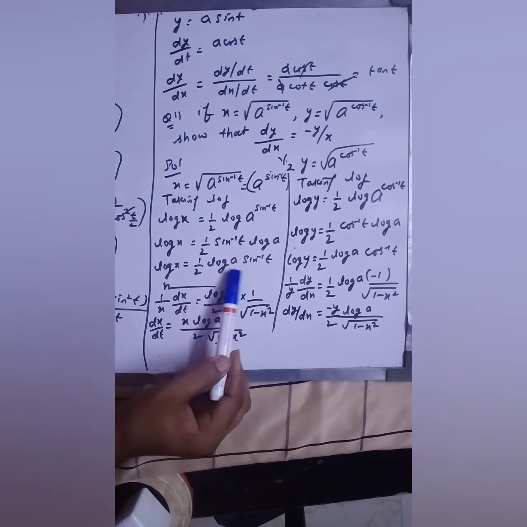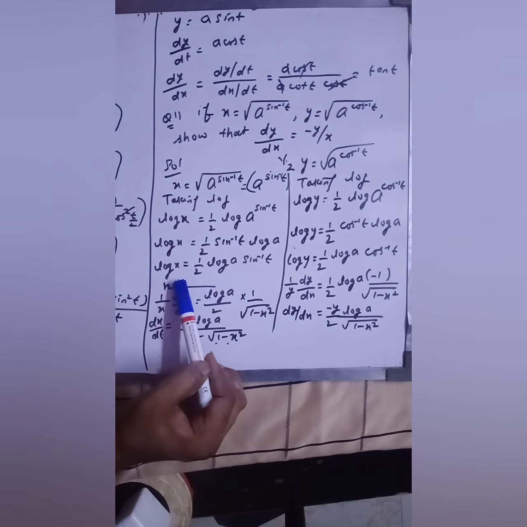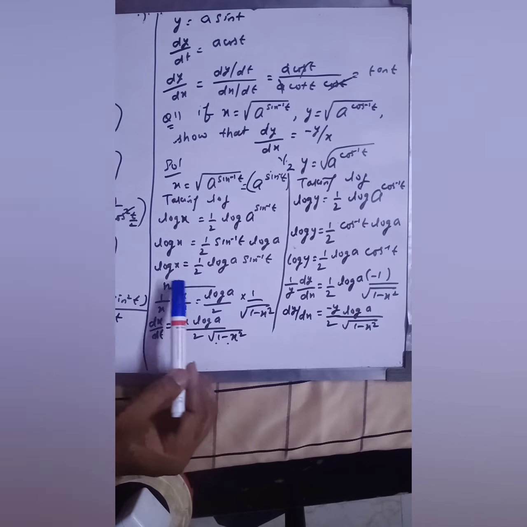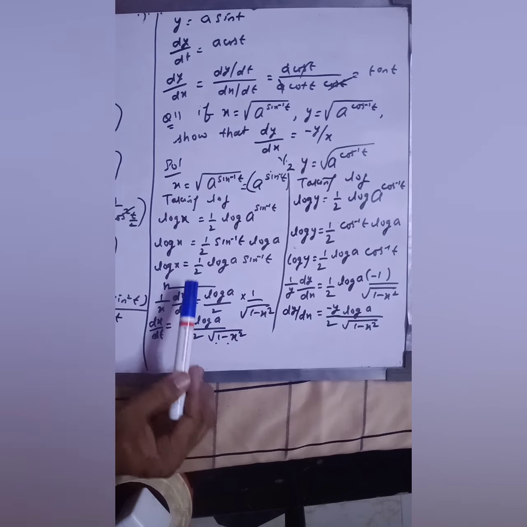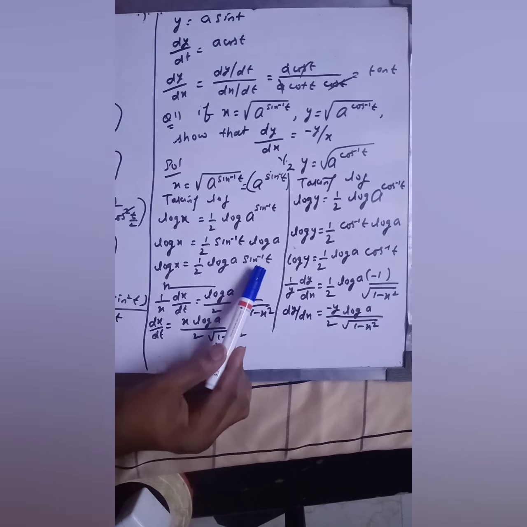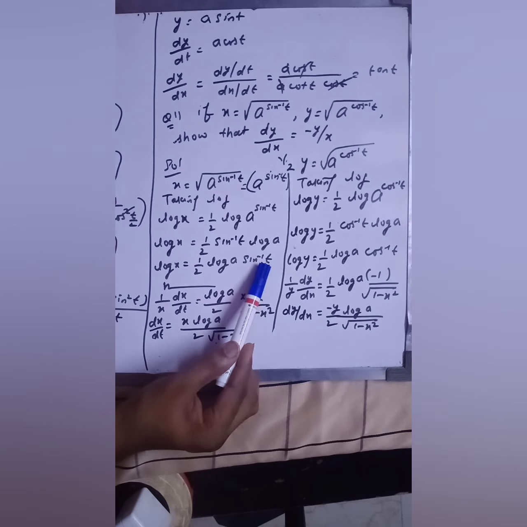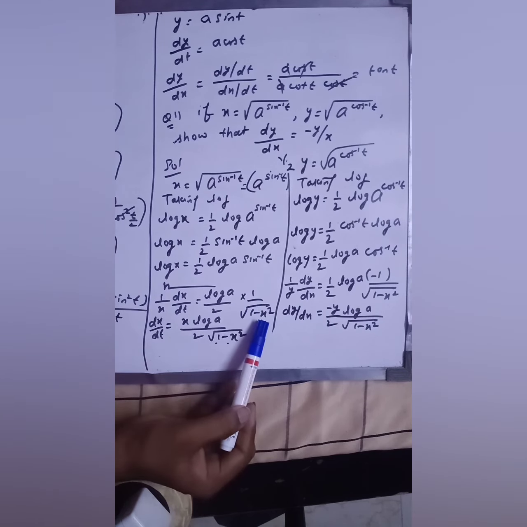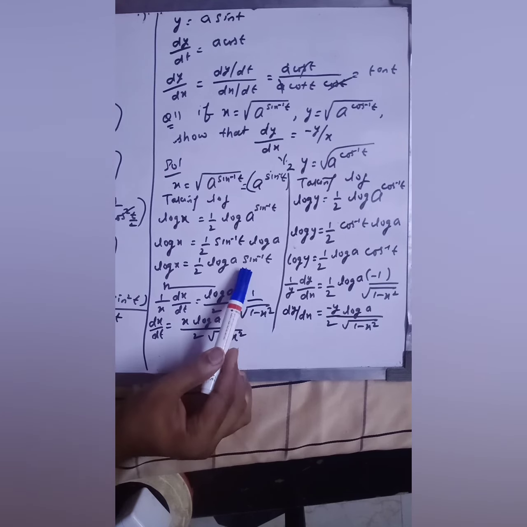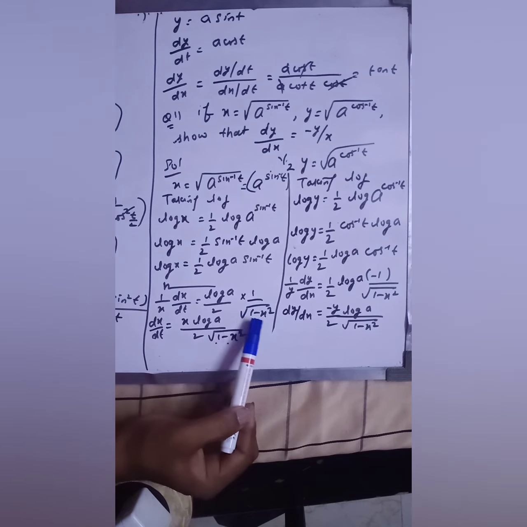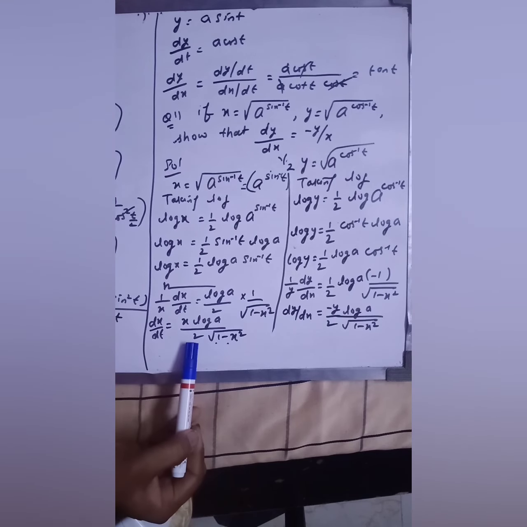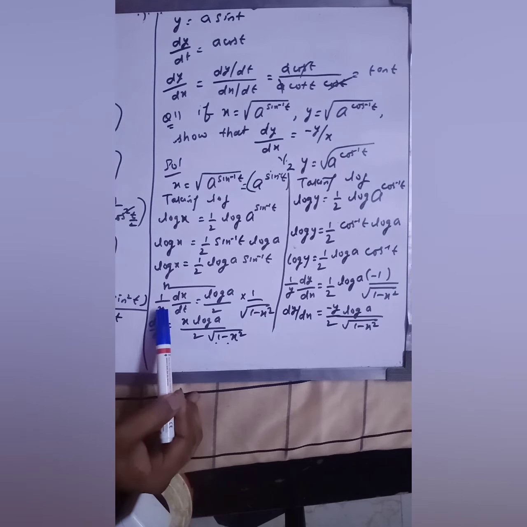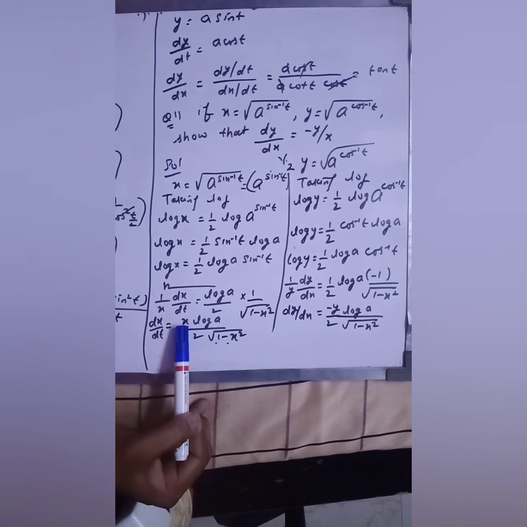Okay, after this step, what you have to do, you have to differentiate both sides with respect to t. So you will get 1 by x, that is dx by dt, equals to half log a will remain the same, and derivative of sine inverse t, that would be 1 by root 1 minus x square. Okay, the derivative of sine inverse t is 1 upon root 1 minus x square. On simplification, you will get this. Okay, this is your dx by dt, and this x will come here, so I'm showing here.